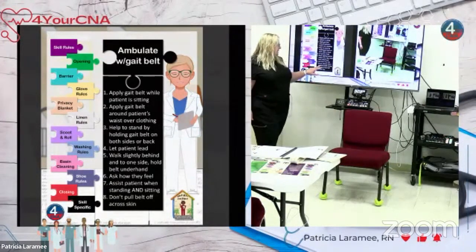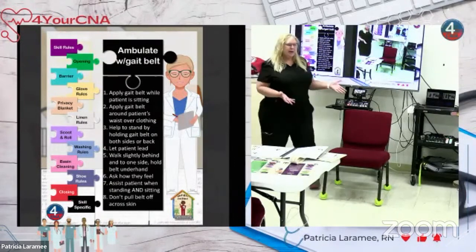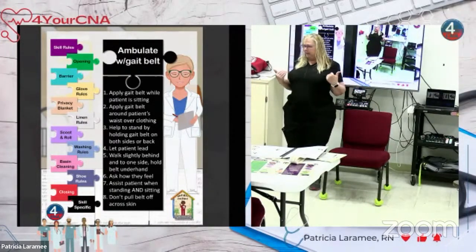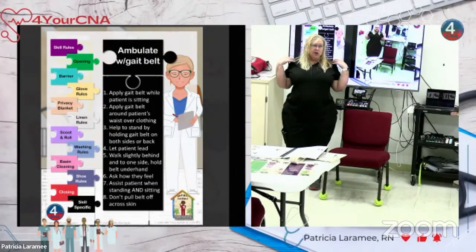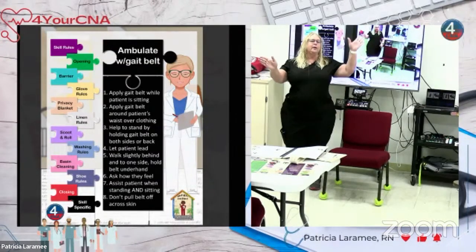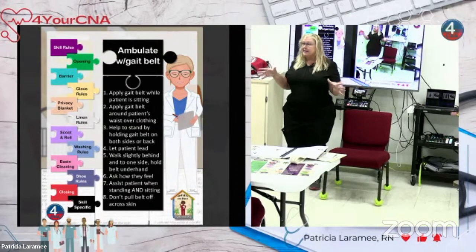So let's talk about this one real quick. I showed you how to help a patient when we're standing them up, right? One foot in front, one foot beside, holding the gait belt, hands on the shoulders. We talked about that. When we help somebody sit, we're going to do the exact same thing. Hands on the shoulders, my hands holding the gait belt, one foot in front, one foot beside. All of that is the same.